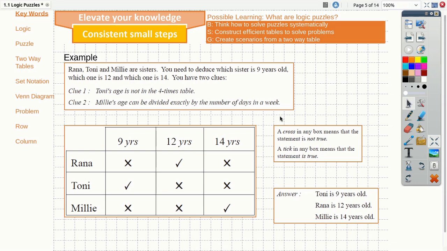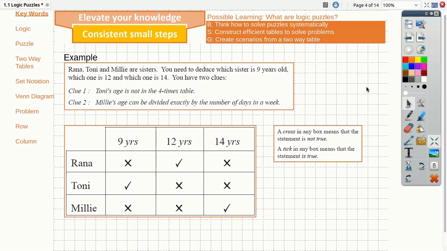To finish this question off, I need to use the table to make my answer for the question. So Tony is 9 years old, Rana is 12 years old, and Millie is 14 years old. Pause the video now if you need to finish off copying that example.